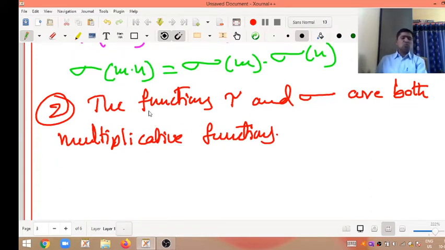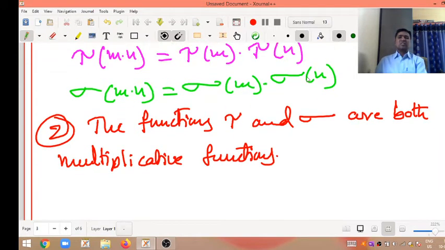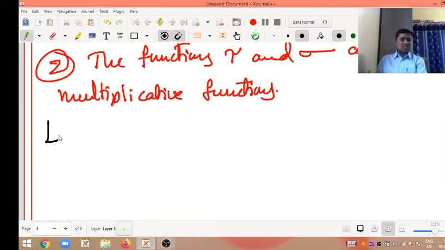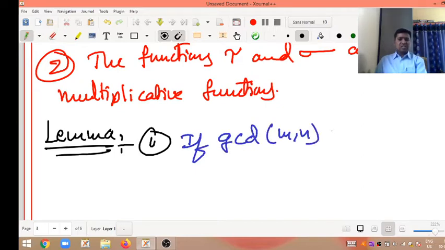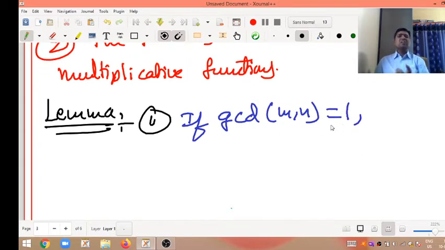Okay, these are the two notes, my dear friends. I hope you all understood these notes. I will move on to the next one: lemmas. This is very very important. First lemma, see here, my dear friends. If GCD of m comma n is equal to 1, that means m and n are relatively prime.